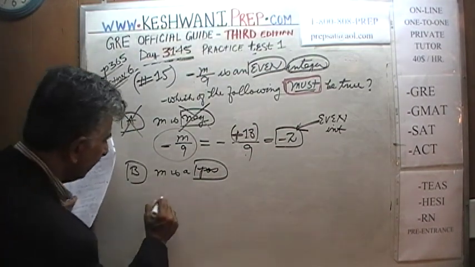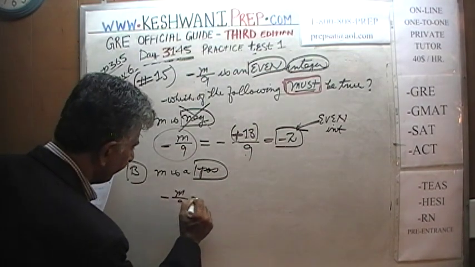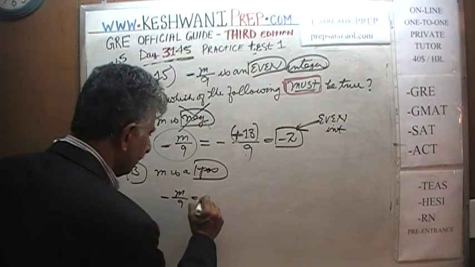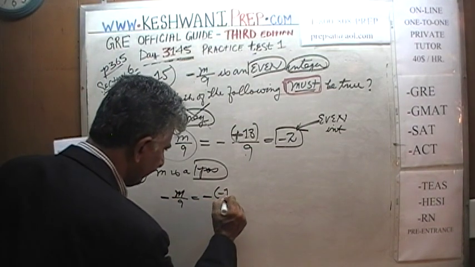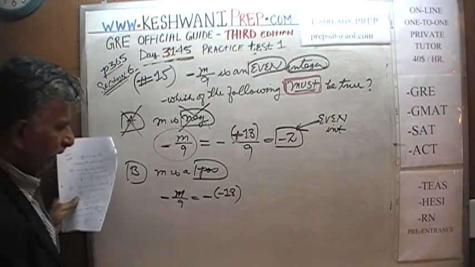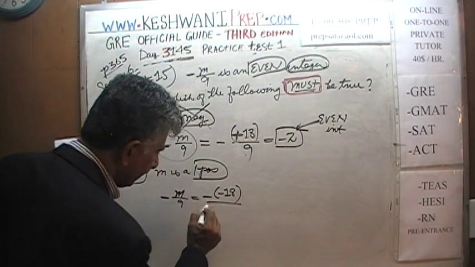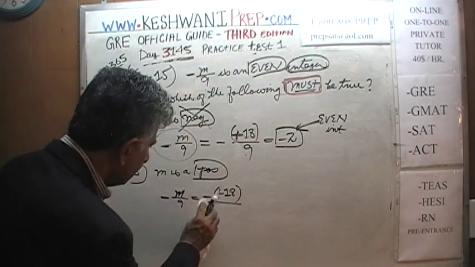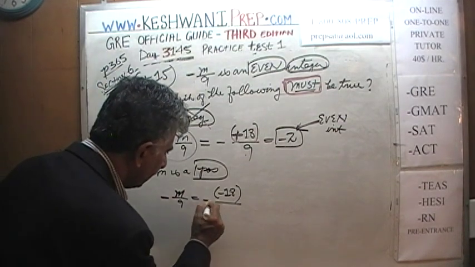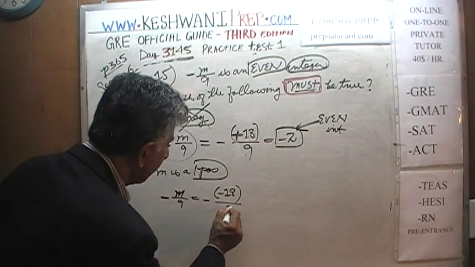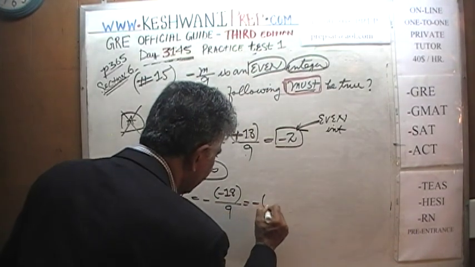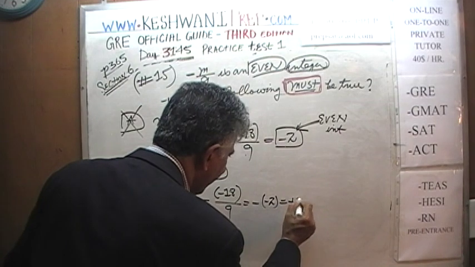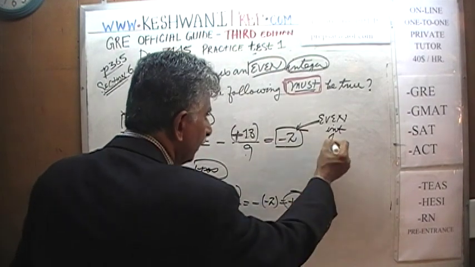M is a positive integer. Again, same thing: m over 9 minus negative of m over 9. What if m happens to be negative 18? If m happens to be negative 18, negative of negative 18 divided by 9 will end up as a negative of negative 2, which will end up as positive 2, and positive 2 is an even integer.